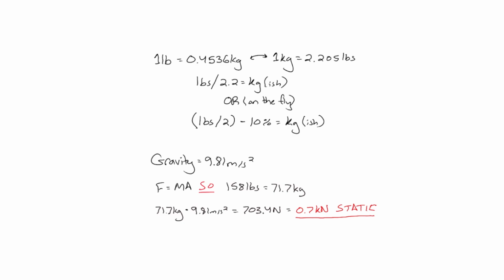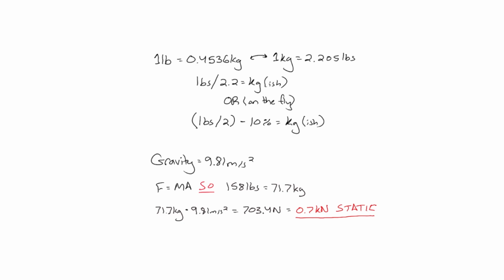So 1 pound equals 0.4536 kilograms, or 1 kilogram equals 2.205 pounds. We generally calculate that as 2.2 just by rounding. To get your calculation, it's going to be pounds divided by 2.2, close enough. Or if you want to calculate it on the fly, this is my 3 a.m. pounds to kilograms conversion: pounds divided by 2 minus 10% equals kilograms-ish.